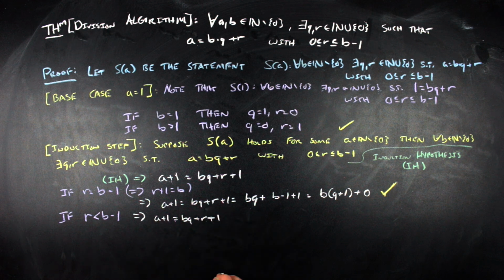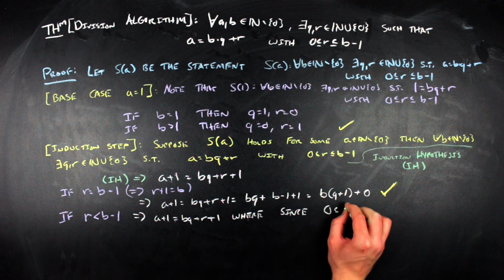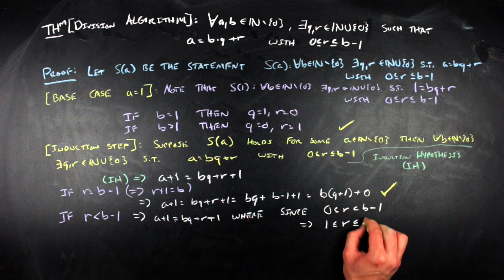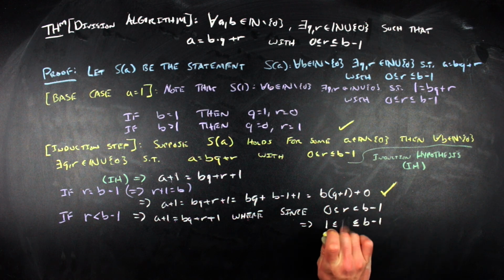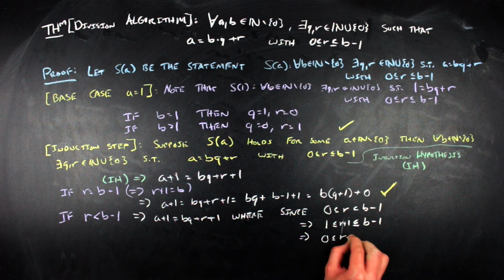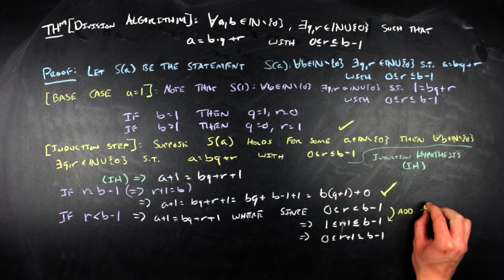So if you look at r plus 1, since 0 is less than or equal to r, which is strictly less than b minus 1, because we're in the case where r does not equal b minus 1, you can add 1 to all of the pieces of that inequality to get 1 is less than or equal to r plus 1, which is less than or equal to b minus 1.